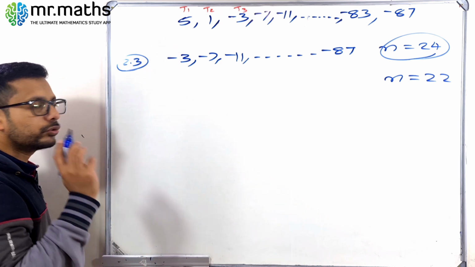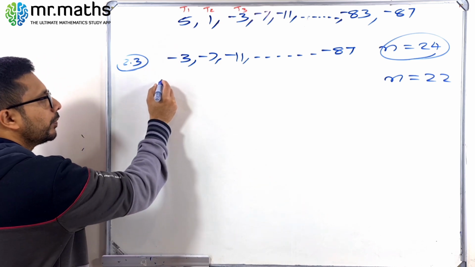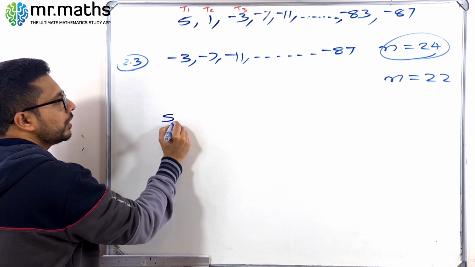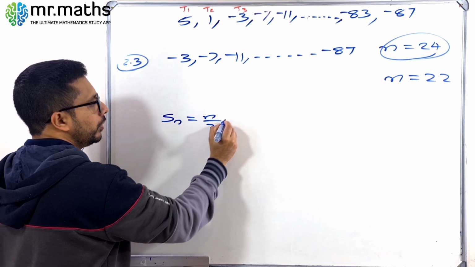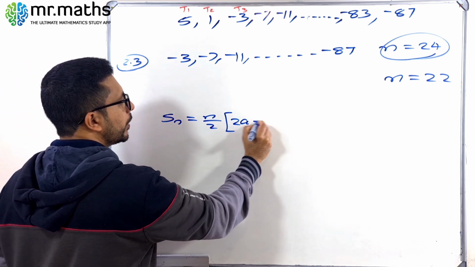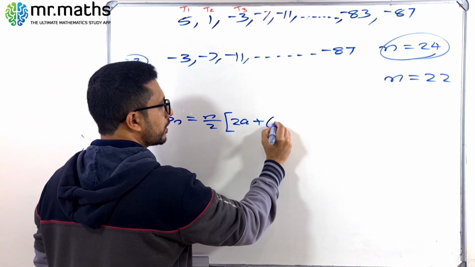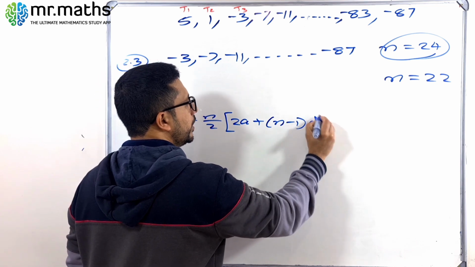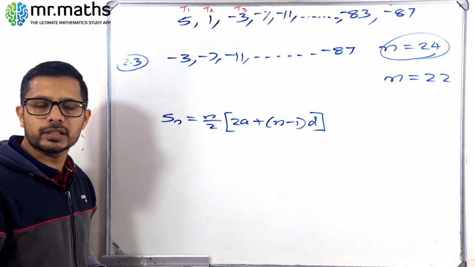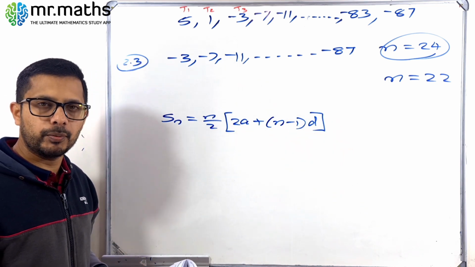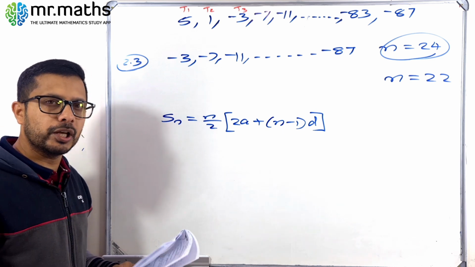Sn. There are 2 formulas you studied. One formula is this one. Sn is equal to n over 2 into this formula. It is better to learn it by heart. 2a plus (n minus 1) into d. This is one formula to find the sum of an arithmetic sequence. Am I right? Okay. There is one more formula you studied.